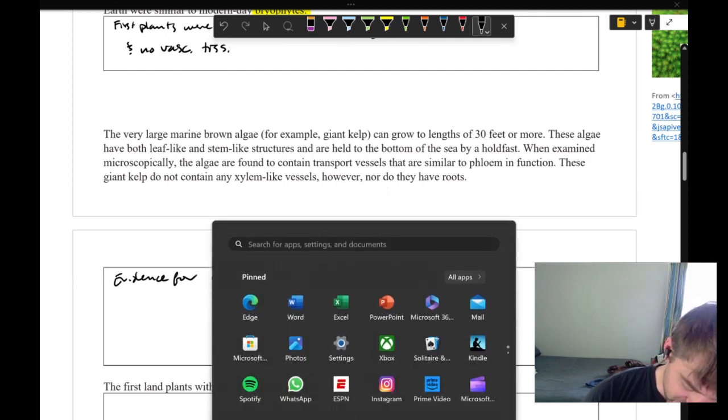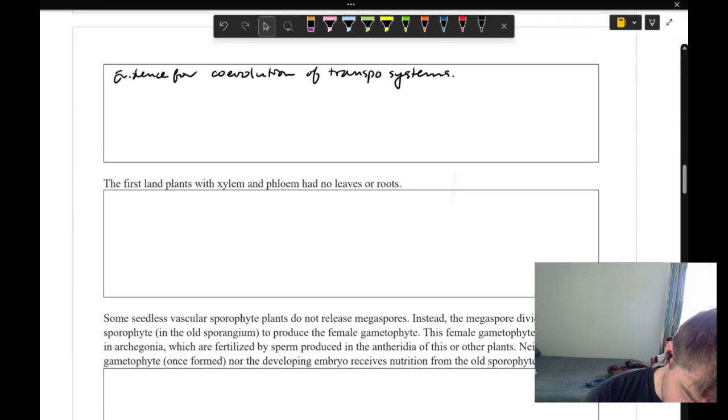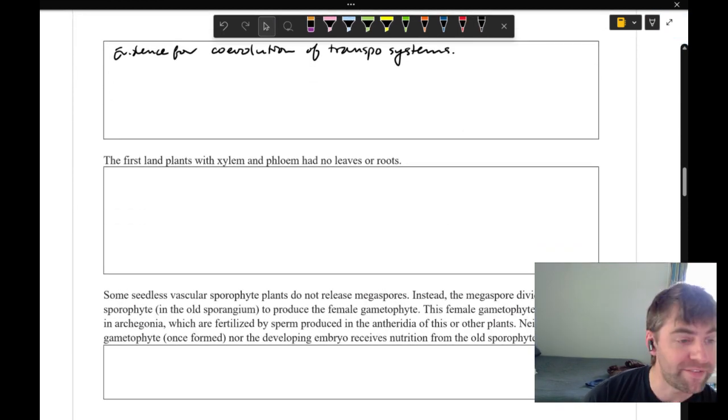The first land plants with xylem and phloem had no leaves or roots. So this is kind of cool. This observation indicates that there was a selective advantage to having xylem and phloem alone.